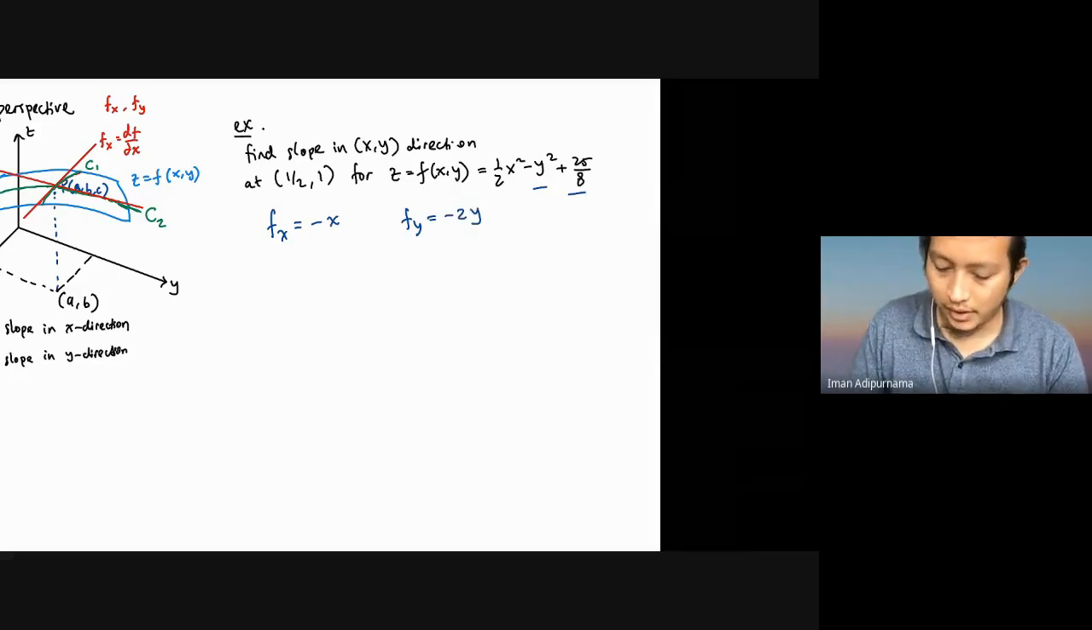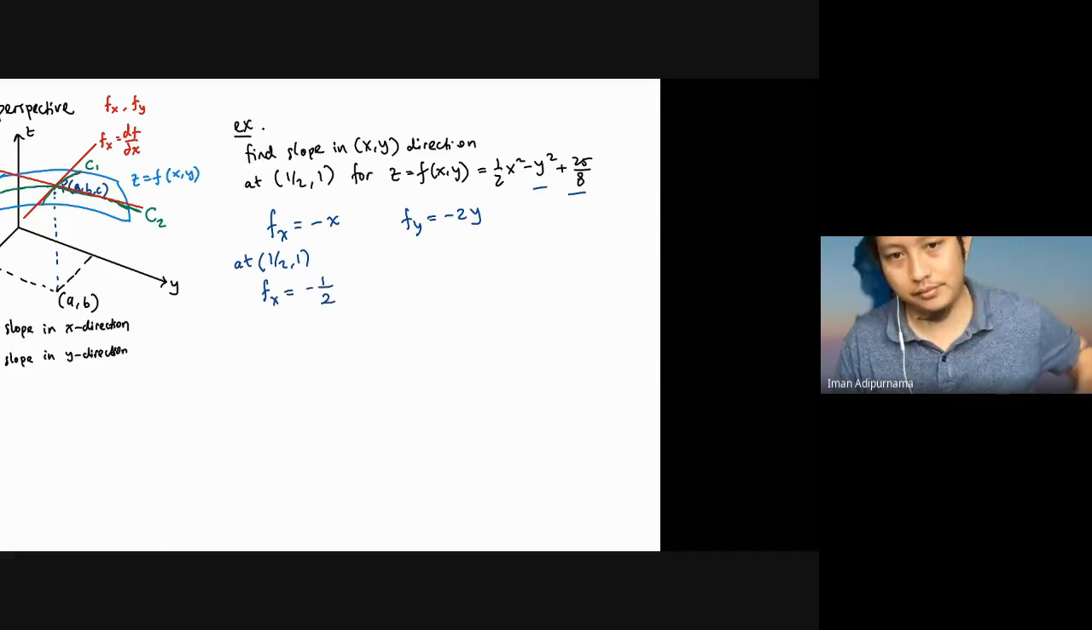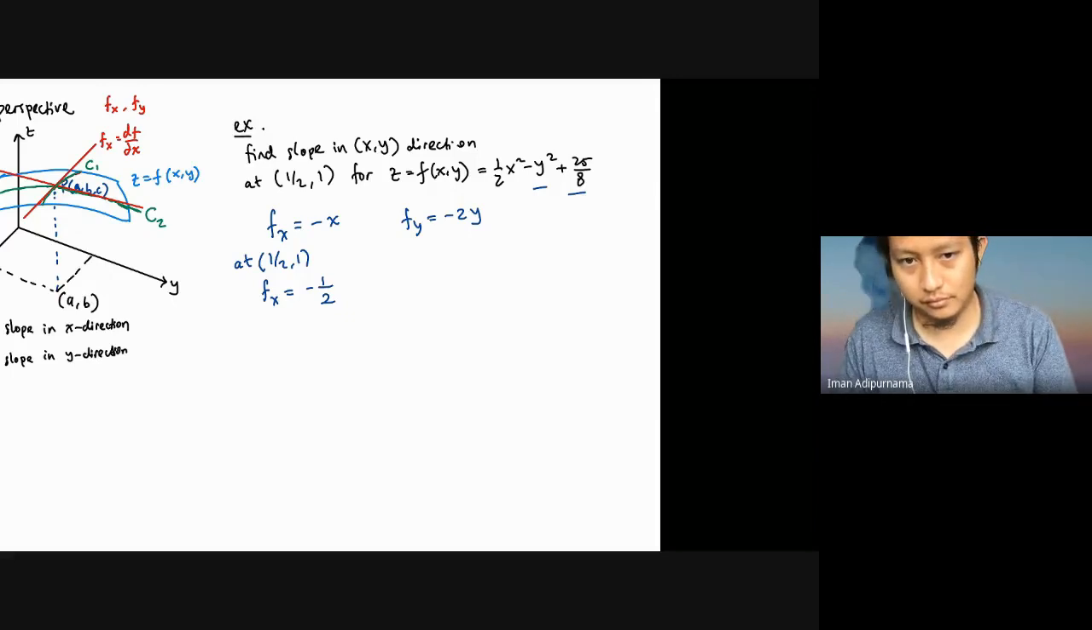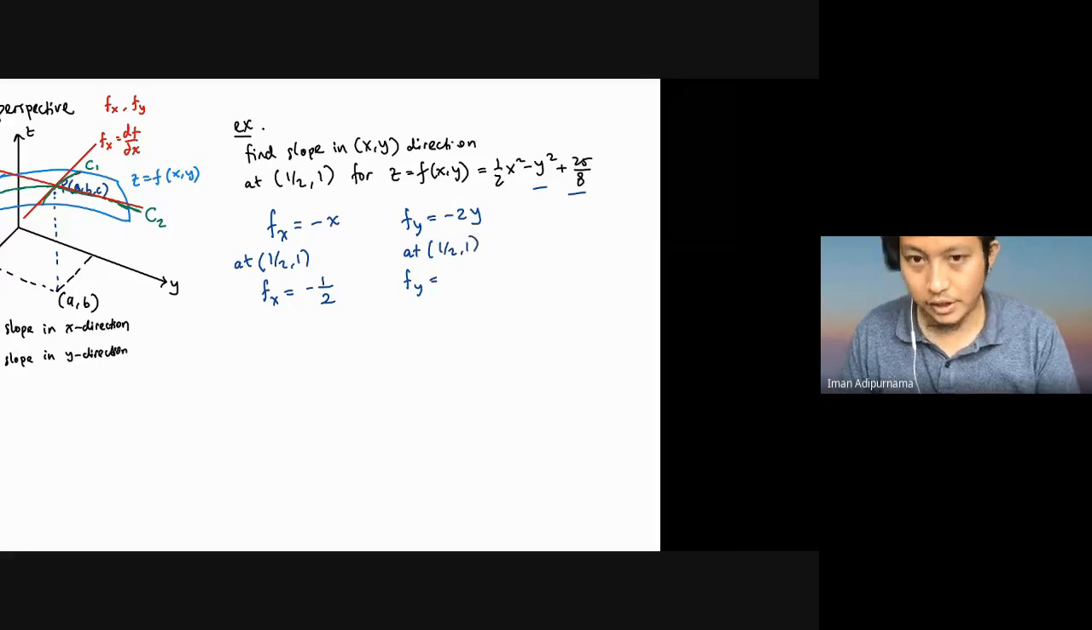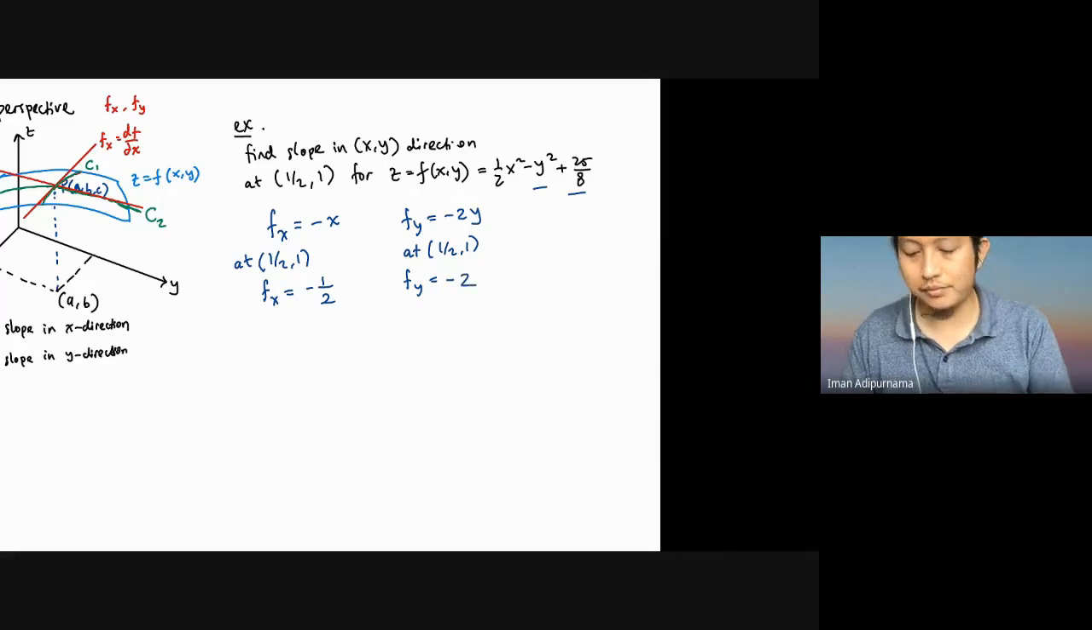Okay, and at this point, the partial x will only have negative 1 over 2. And this partial y, at this point, we will have just negative 2. Okay.